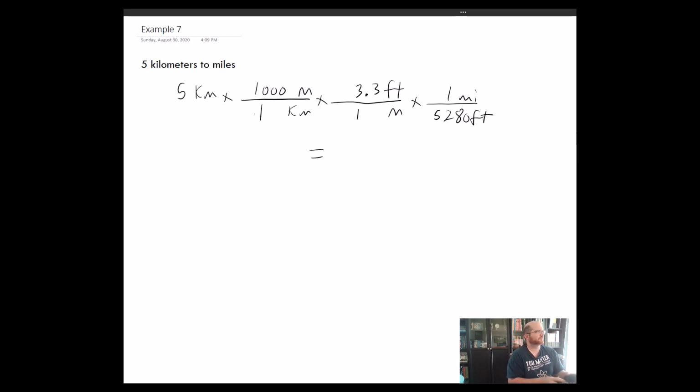Alright, and so we're going to do 5 times 1,000 times 3.3. Alright, divide by 1, divide by 1, divide by 1, divide by 5,280. And we're going to get 3.125, I'll round up to 3.13 miles. Alright, so again, because the units are opposite sides of the ratios, they will cancel out when you have one up top, one on bottom, one up top, one on bottom. The only unit that should be left is the unit that you want.